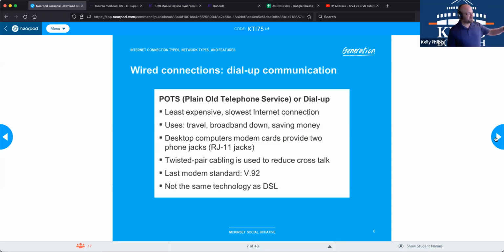But so POTS, least expensive, hands down the slowest. I think the maximum speed we could get was 56K, or 56 kilobits. So it's not even 1 megabyte. And you had fun things like it would take an hour to download a single image. So one picture could take you over an hour to download.